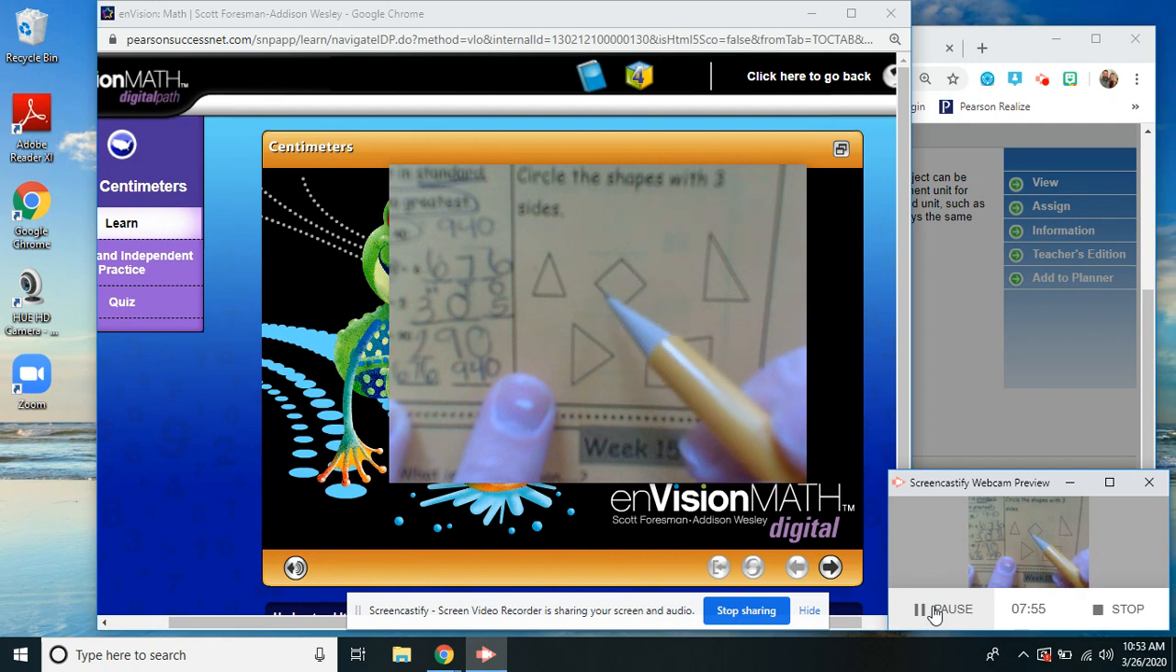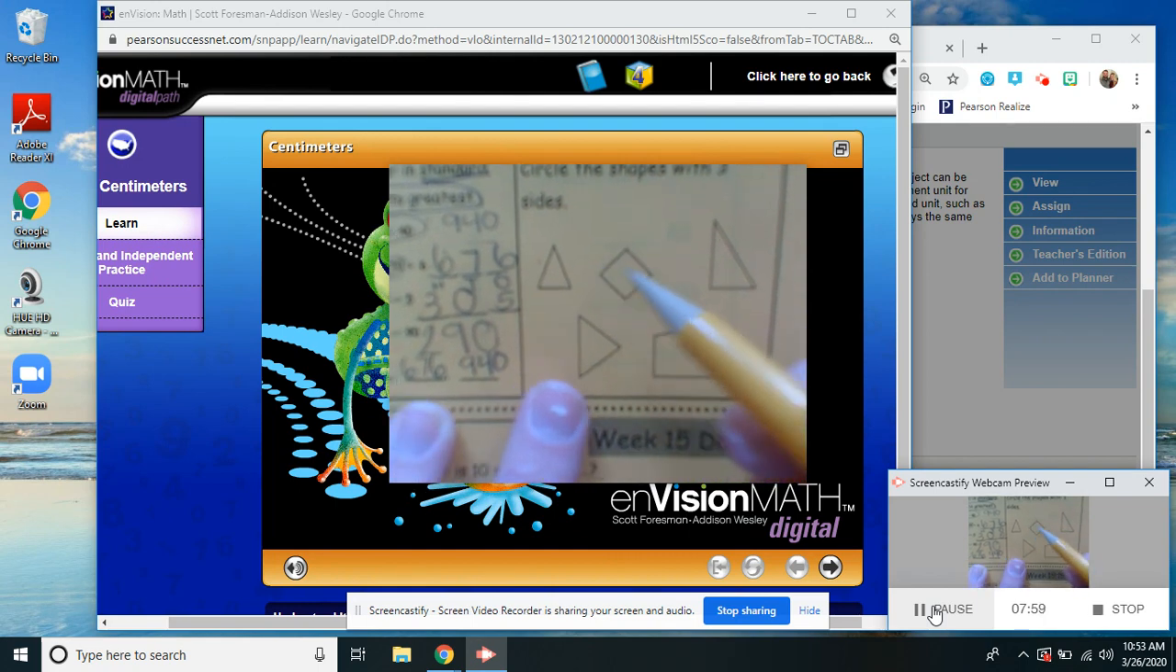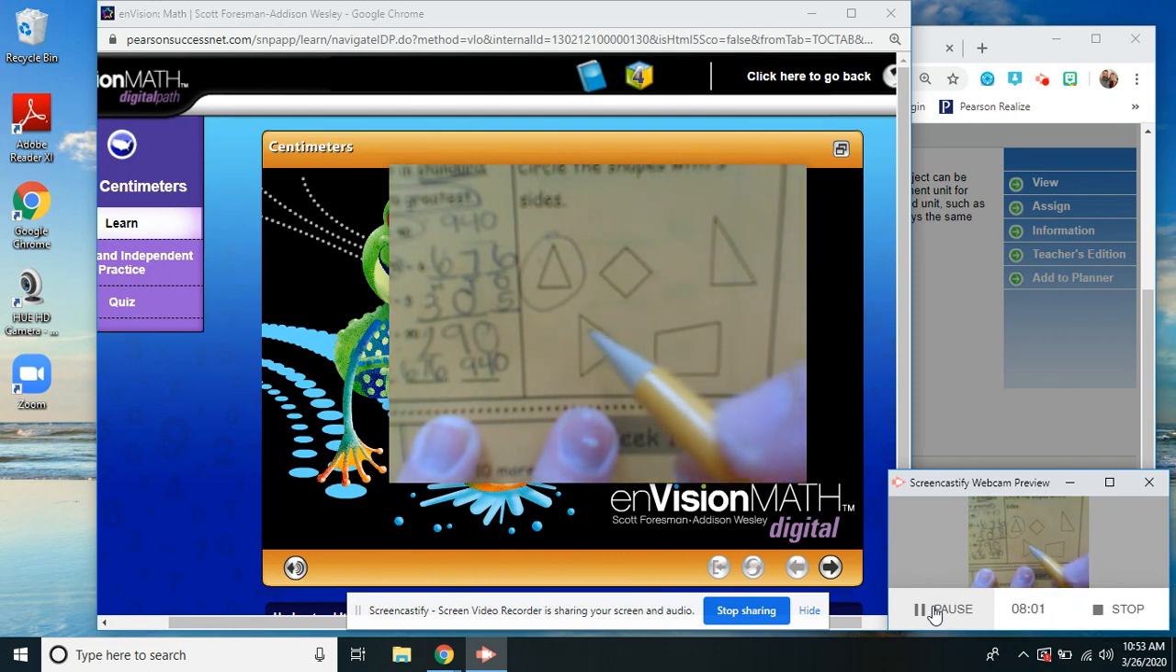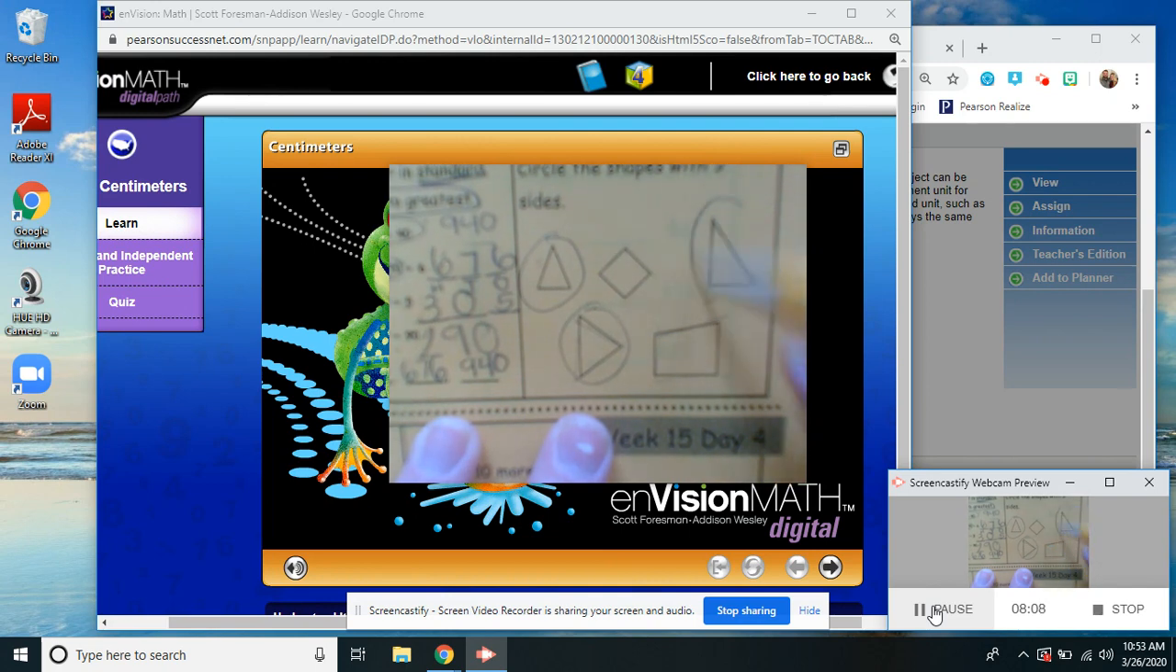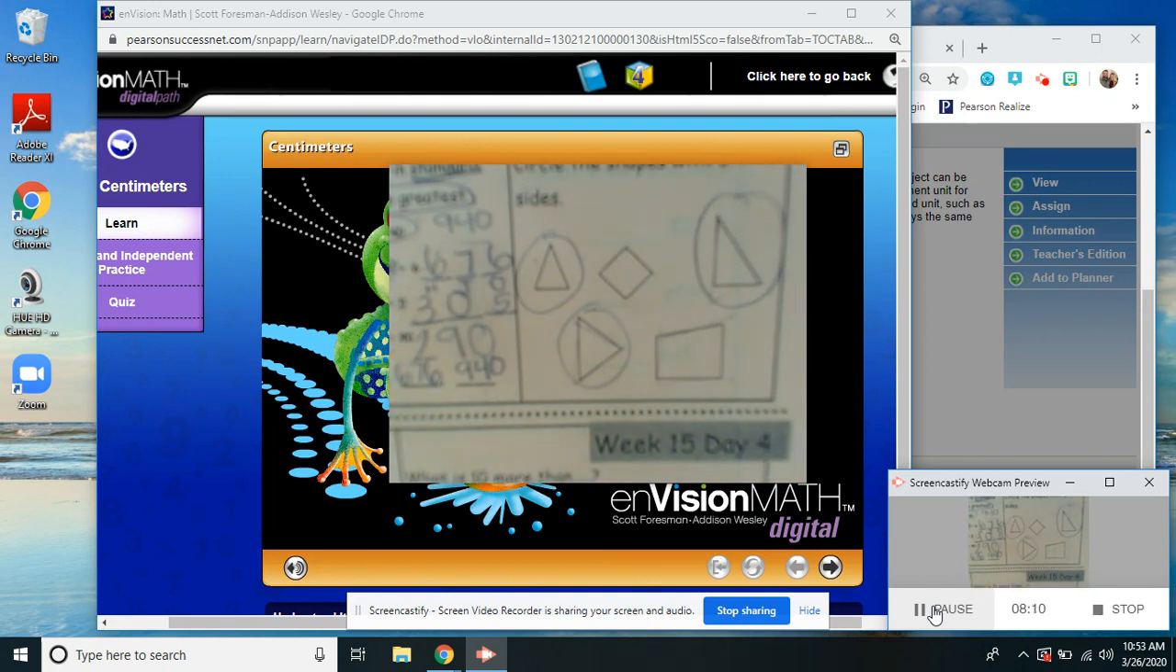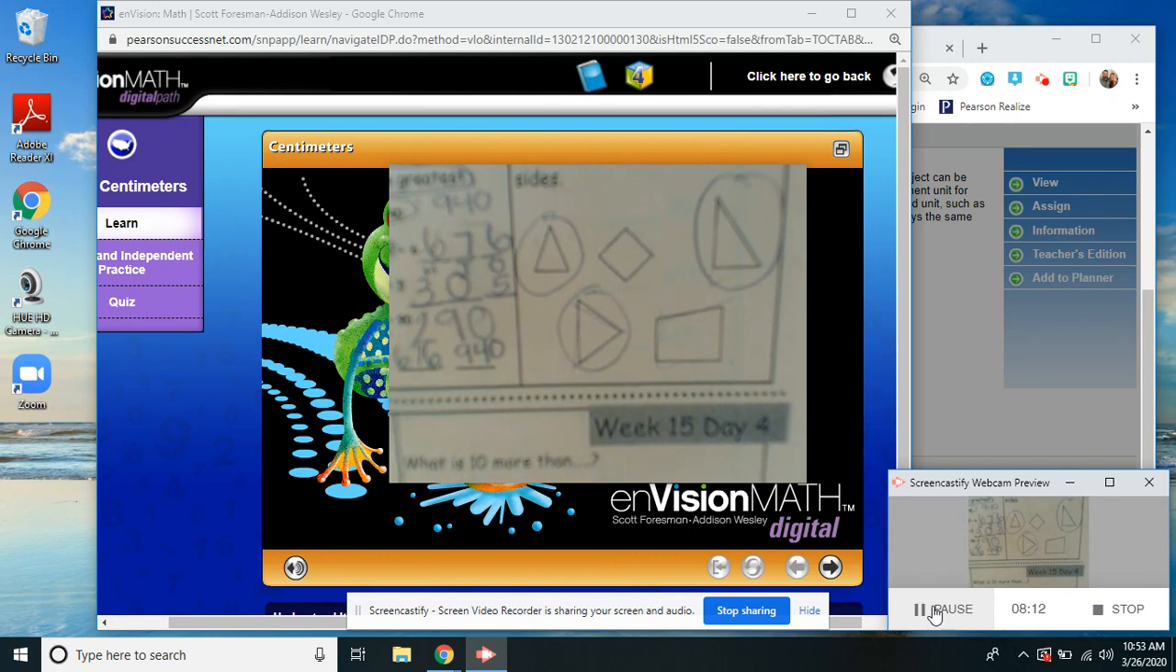This one has 1, 2, 3, 4. Oh, that's too many. Cannot be that one. 1, 2, 3, 4. Nope, that's not one. 1, 2, 3. Correct. We have 3 triangles in this box that we need to circle.